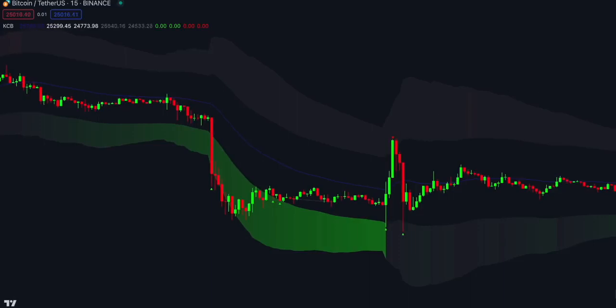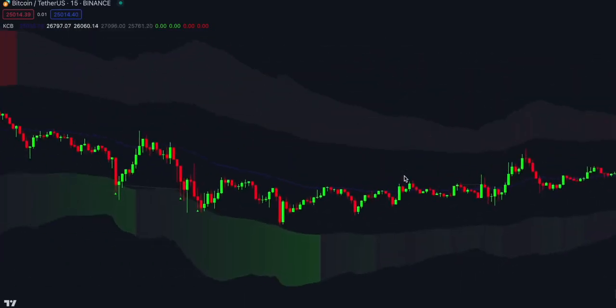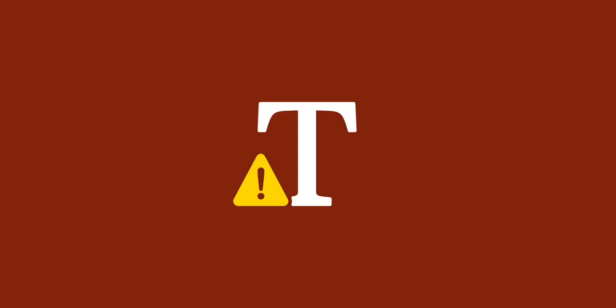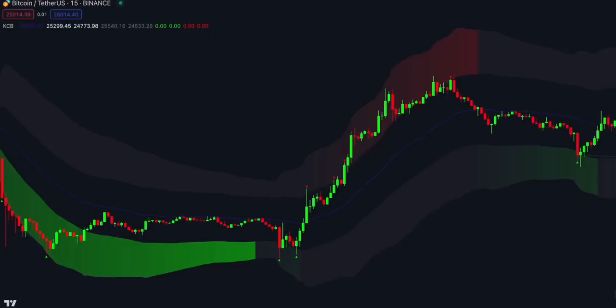This indicator consists of three components. The first component is the middle line, which acts as a reference for the average price. When the price is below the middle line, the market is controlled by sellers. When it is above the line, it is controlled by buyers. The second component is the cloud.